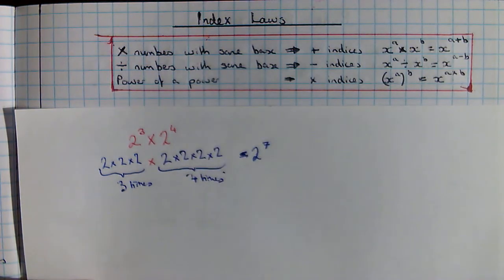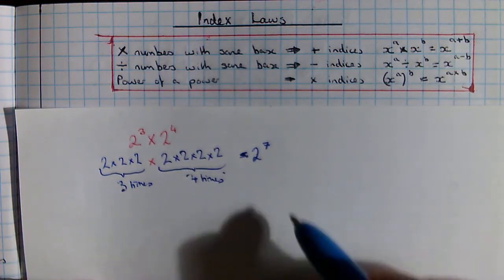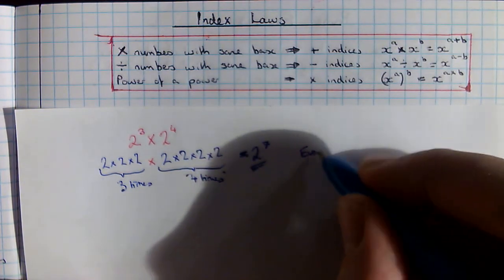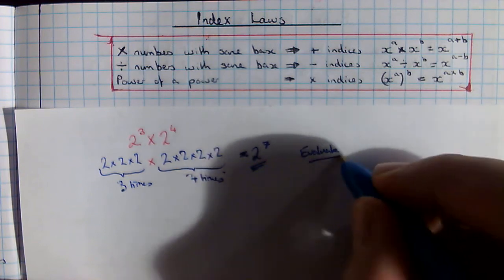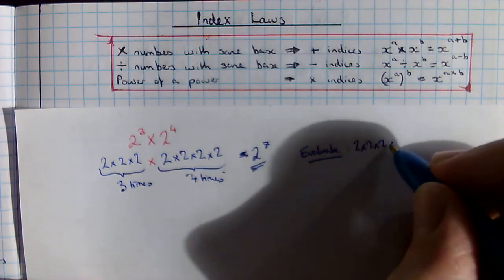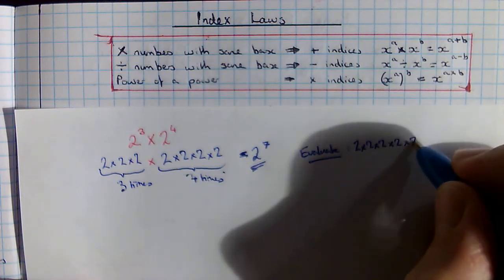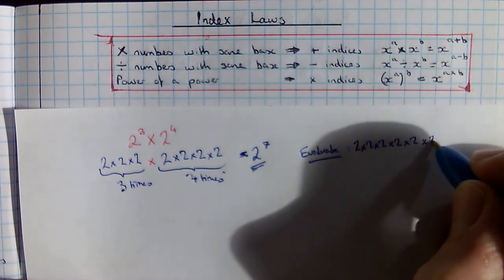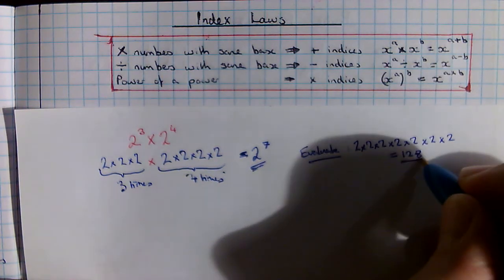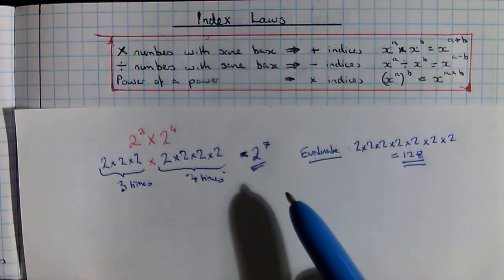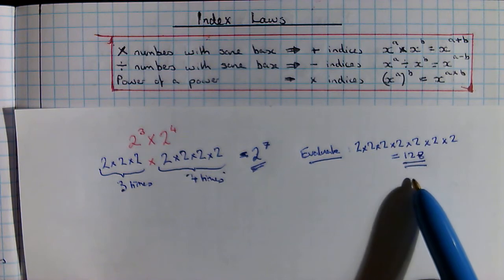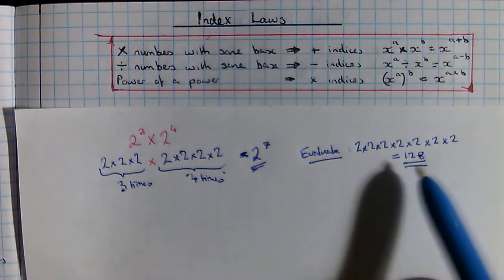Be careful with our questions, because if it says write your answer in index form, it wants it like this. If it said evaluate, it would mean it wanted you to work out what number that was, which would be 2 times 2, which is 4, times 2, which is 8, times 2, which is 16, times 2 again, which is 32, times 2 again, which is 64, times 2 again, which is 128. So normally, a question will say, give your answer in index form, in which case you'd give it like this. If it says evaluate, you'd need to give your answer as a number.